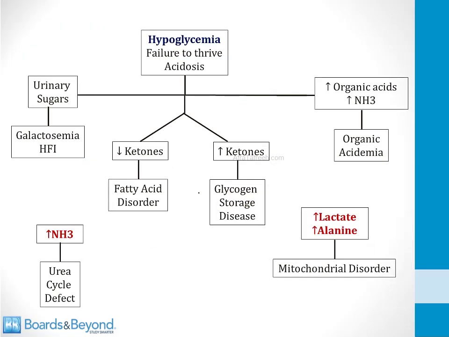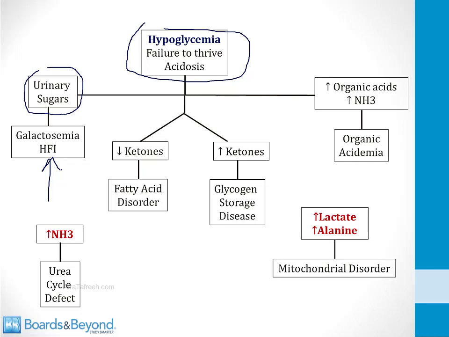I'll finish with this summary slide, and if you understand everything on this slide, it is very easy to recognize these inborn errors of metabolism in board questions. So if you're faced with a baby that has hypoglycemia, failure to thrive, and acidosis, that can be a number of different things. If there are urinary sugars in the urine, this suggests galactosemia or fructose intolerance. And remember that these two disorders usually have an onset of symptoms right after the baby feeds if the baby consumes galactose or fructose.